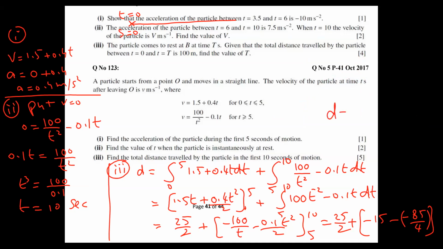So the final answer I'm writing now: 25 divided by 2 plus negative 15 plus 85 by 4. And the final answer, I'm getting 18.75 meters. So Alhamdulillah Rabbil Alameen, this question is completely over.